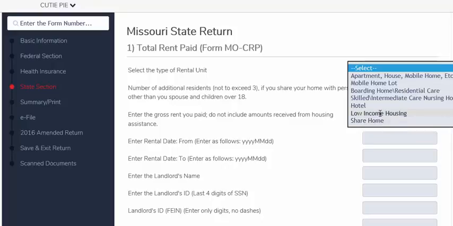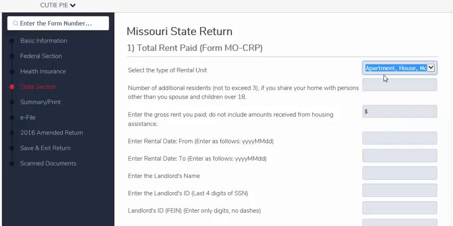Now, I want to highlight this, low-income housing. If a person lives in low-income housing, they may not be eligible for this credit at all because the owners of the low-income housing buildings get specific tax breaks, and so tenants who rent from them may not be deemed to pay property tax as part of their rent because of the tax breaks given to the landlords and because they have subsidized and lower rent. So it's important that you ask your person if they're renting, if it's considered to be low-income housing, and we have to select the right one. For our particular client, she was in an apartment.